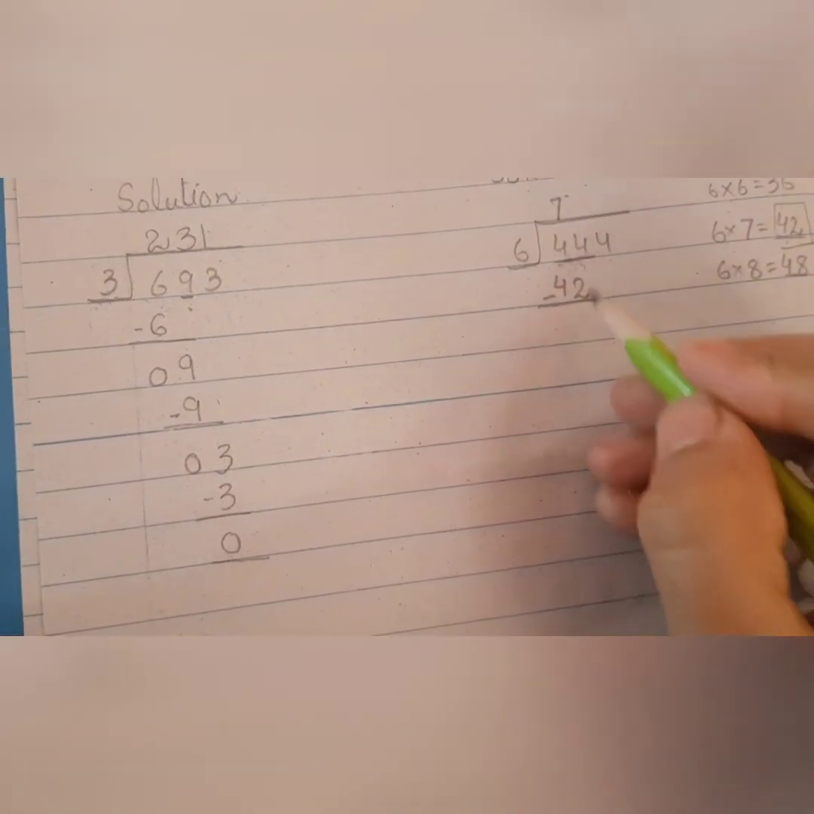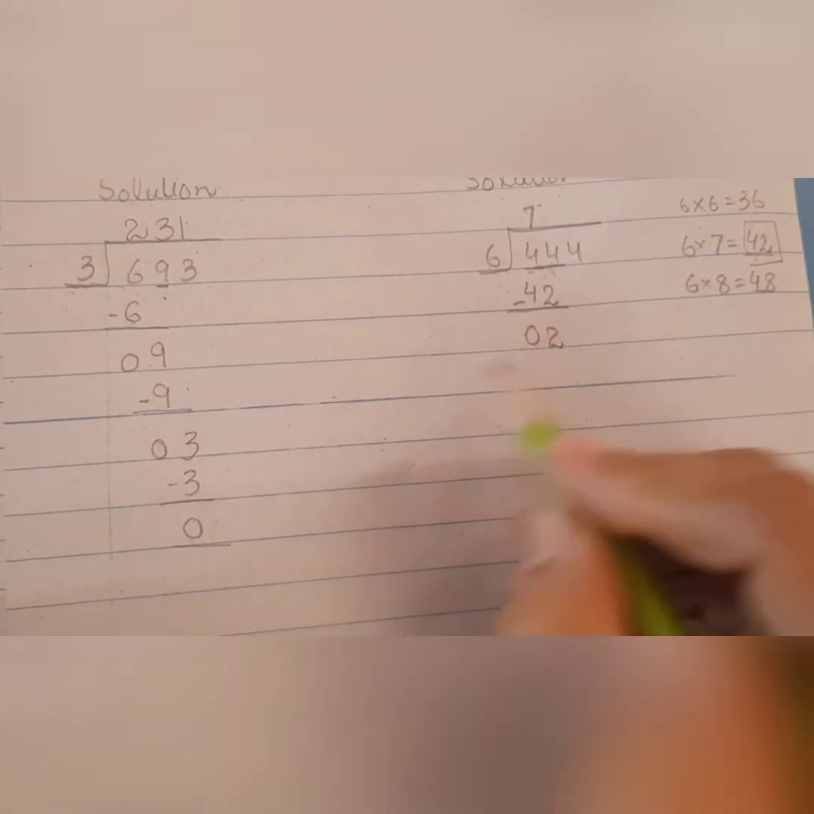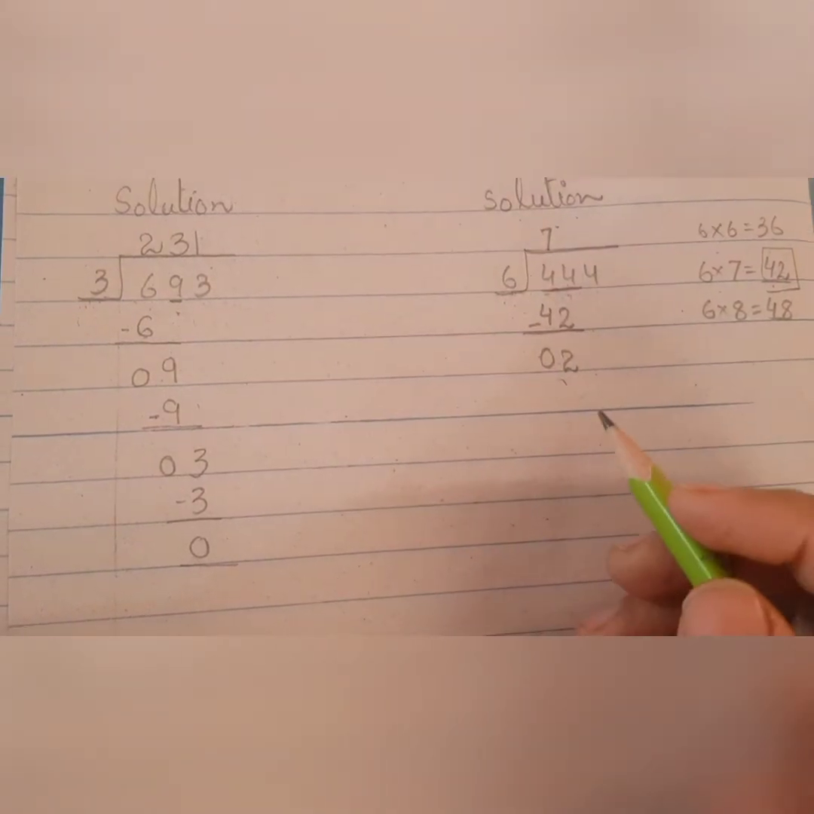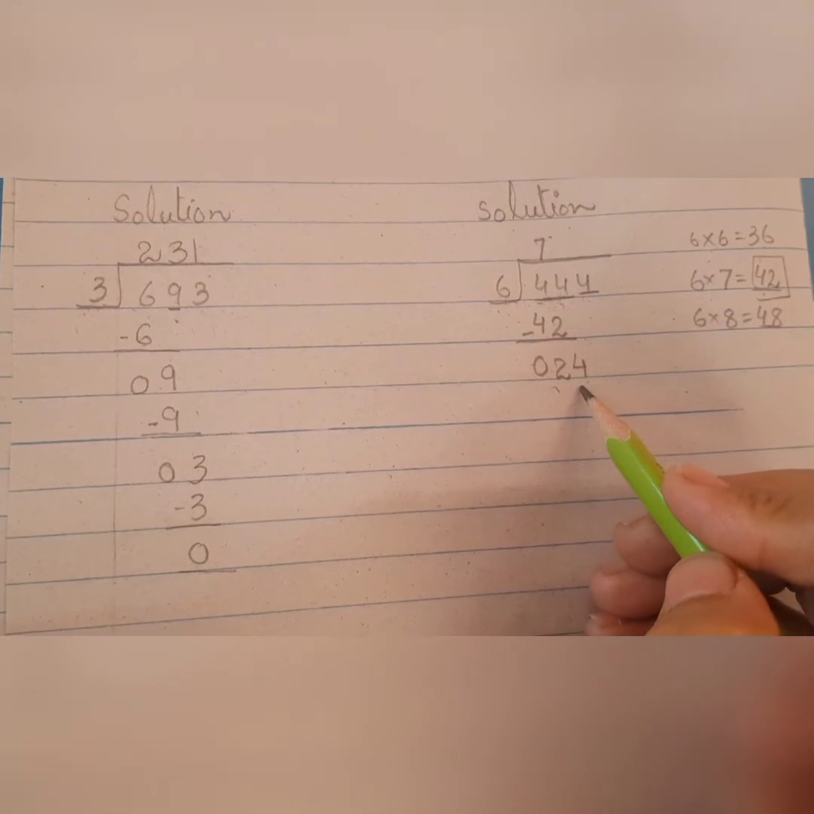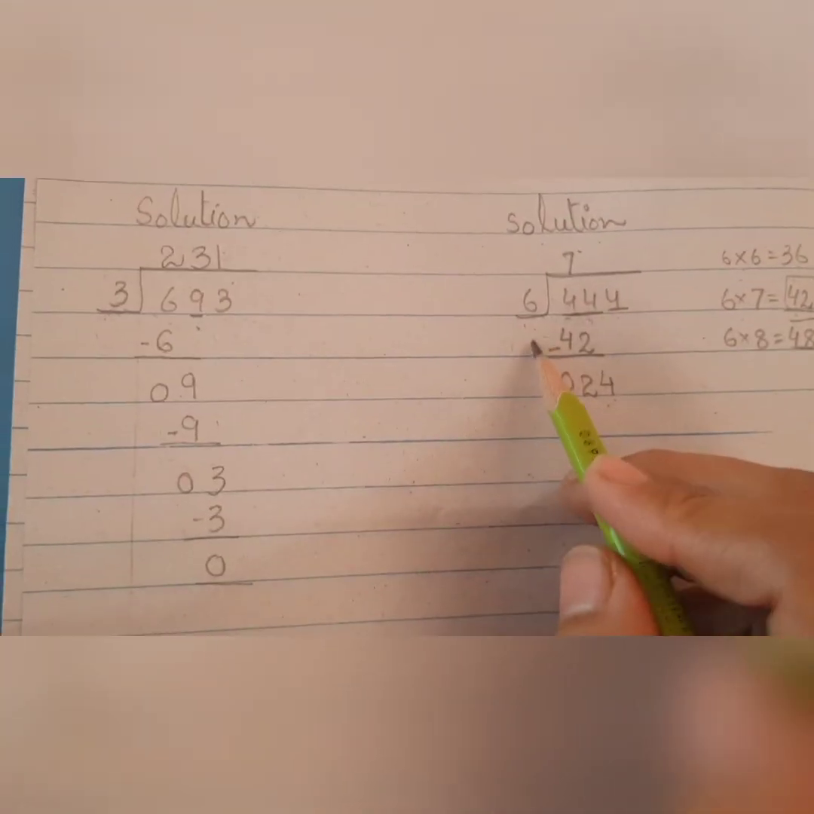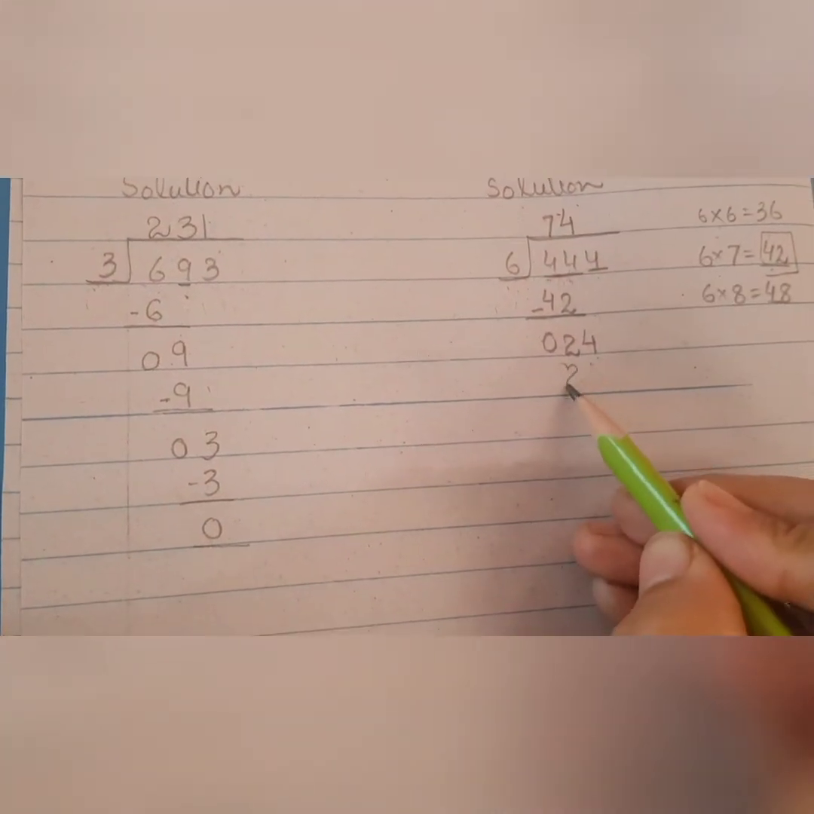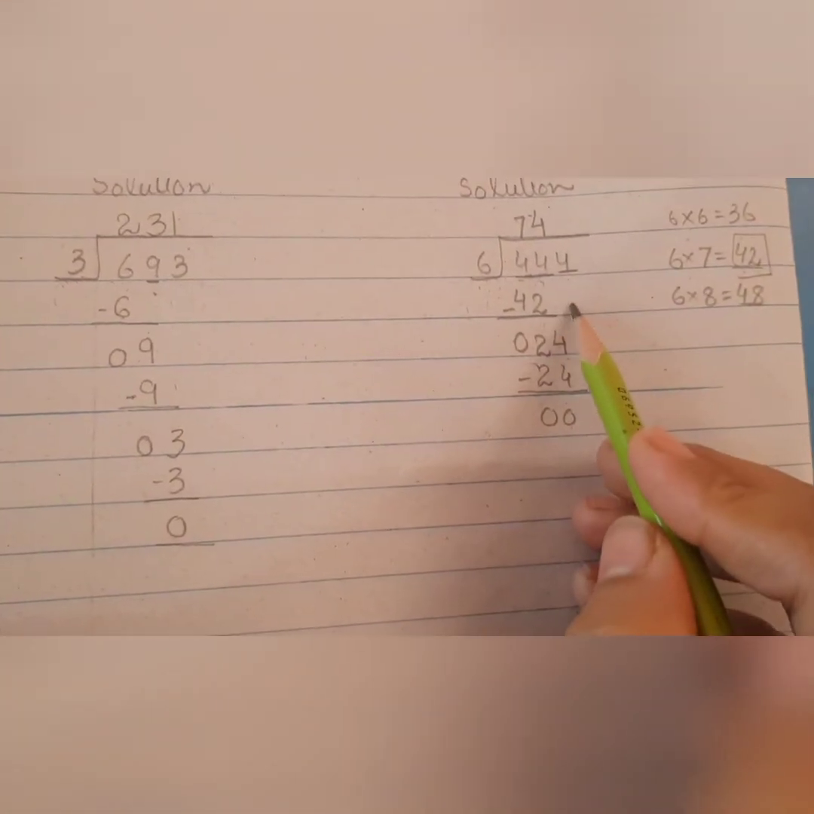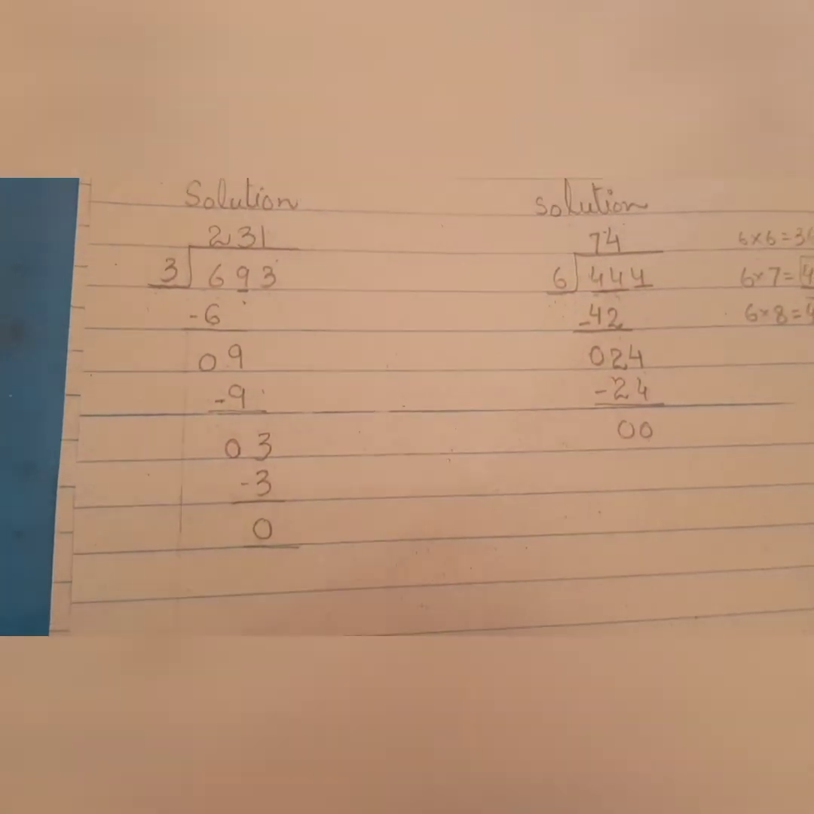Got it? Now 4 minus 2 becomes 2. 4 minus 4 is 0. Now as you can see over here, 2 is smaller than the 6. What you have to do now, you will take this 4 at bottom. Now it becomes 24. Now you read the table of 6. 6 fours are 24. So this is finished. Now 444 divided by 6, we get the answer 74. Got it? Now check the next question.